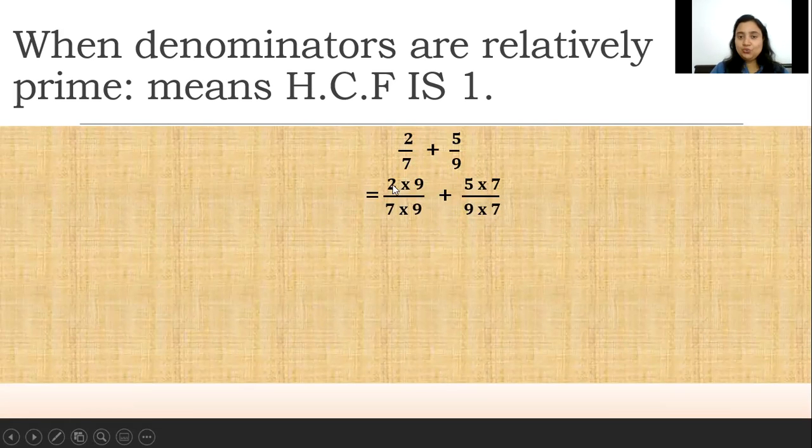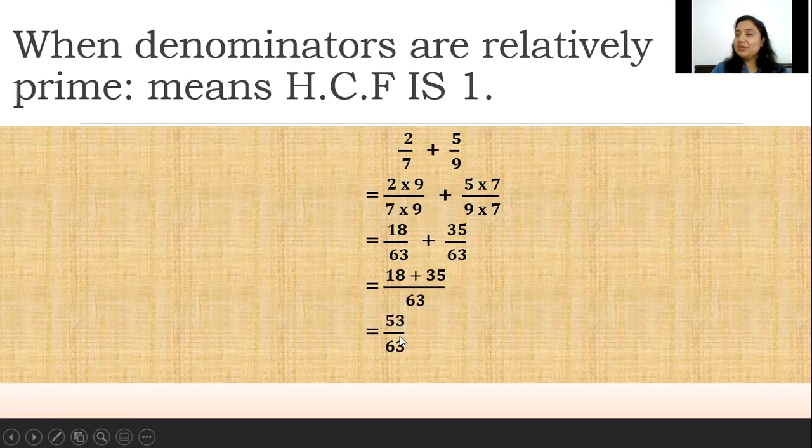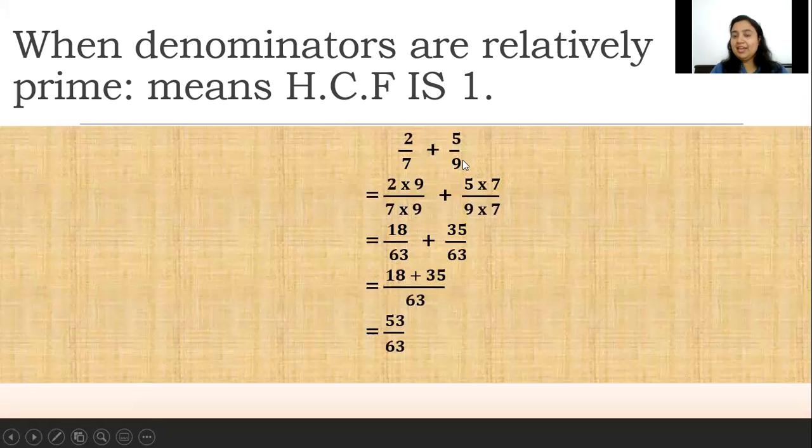Now let's see. 2 nines are 18, 7 nines are 63. 7 5s are 35, 7 9s are 63, right? Now we have again equalized the denominators. Now you can add the fractions. Just add them and you get your answer. Okay, and let me tell you the secret of why it happens this way. If the numbers are relatively prime and you want to find their LCM, just multiply them and you'll get their LCM. So if you want to try, you can try it with me.